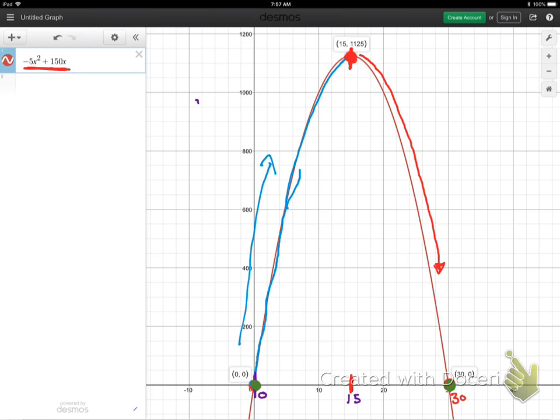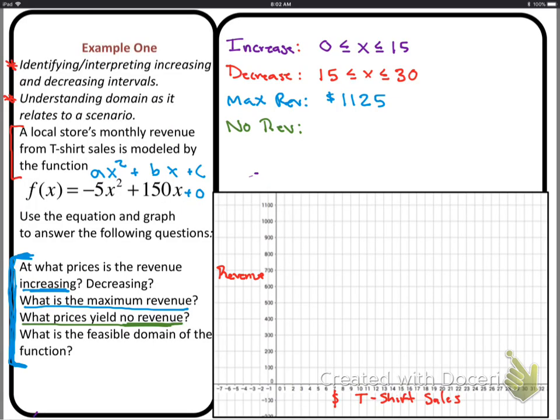So this is telling us that when we price our shirts at $0, we make 0 revenue, which makes sense because if you're selling something, you're giving it away for free, you're not going to have any income. Okay, so that first one, our first no revenue is there at 0, 0. So when I go to put this down, the first no revenue was when we price our shirts at $0.